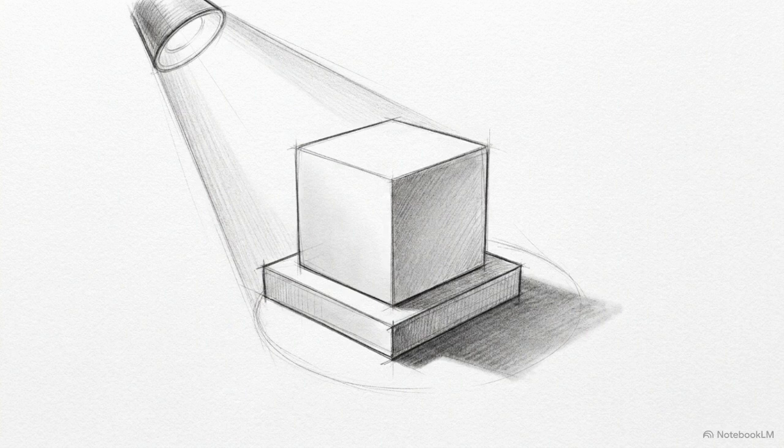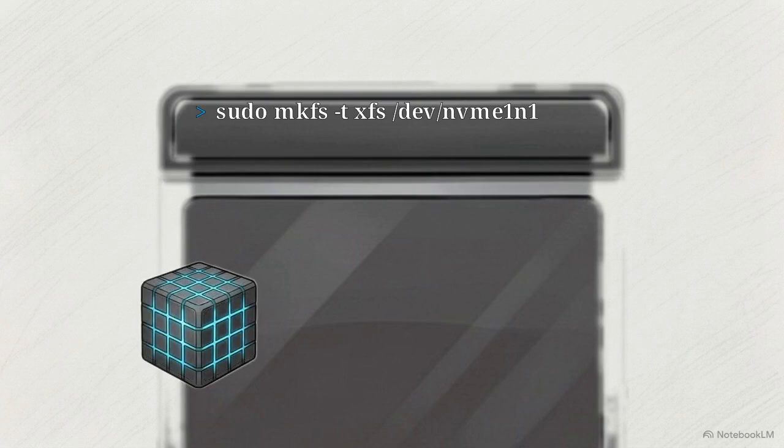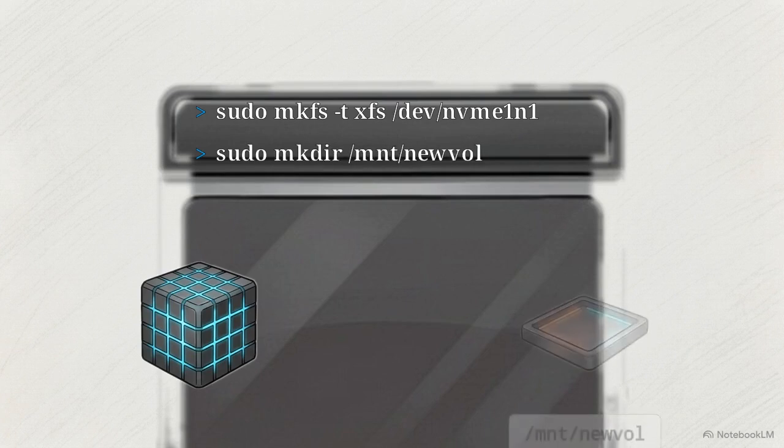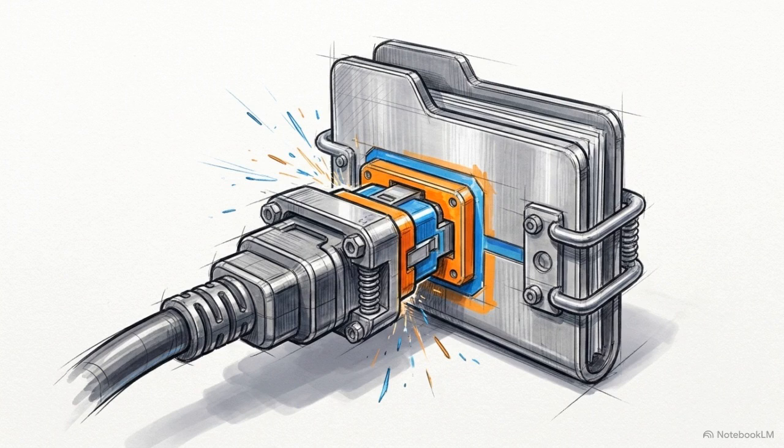Now that we know the drive is empty, we have to give it a readable structure. We do this with the mkfs, or make file system, command. Typing sudo mkfs -t xfs with our path applies the XFS file system, structuring the raw space into an organized grid Linux can read. Next, mkdir creates an empty server directory, serving as the physical access point and logical bridge to this grid. With the directory created, we execute the mount command. This links our formatted nvme1n1 device directly to that new folder.